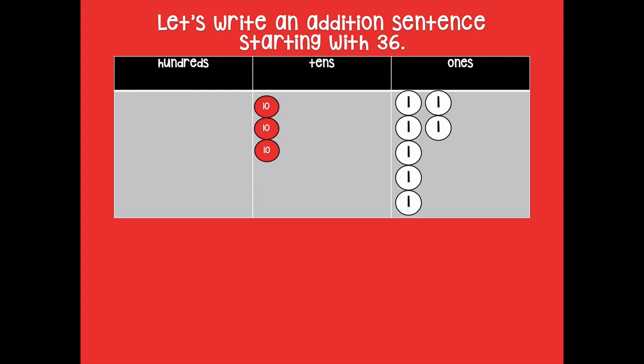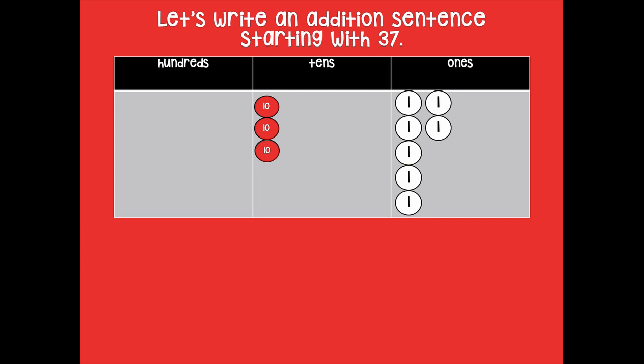So let's write an addition sentence starting with 36. So I could write 36 plus 1 equals 37. Let's write an addition sentence starting with 37. So this is where it gets a little tricky, and they try and trick us sometimes, but we don't want to fall for those tricks. So we're going to start with the biggest number, which is 37. So we would say 37 equals, and then all we do is 36 plus 1 because we added 1 more to 36.